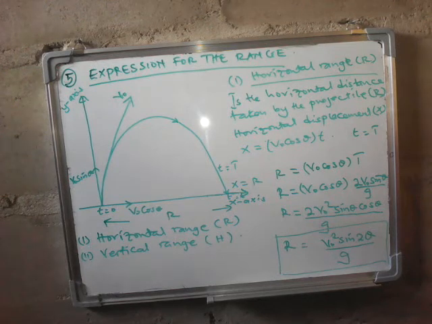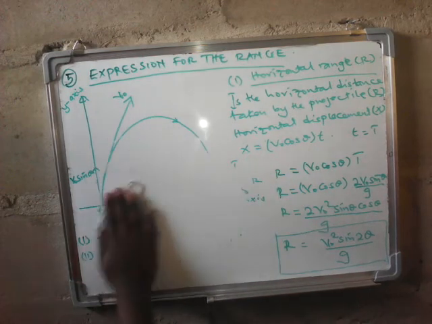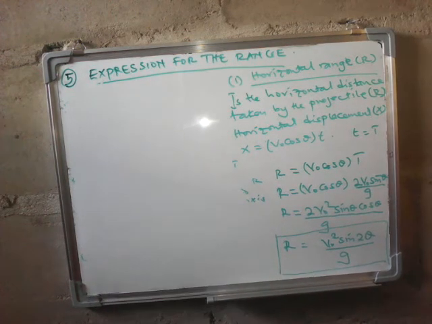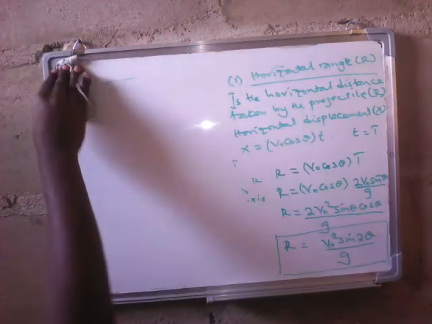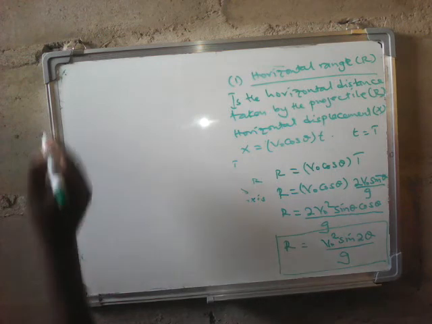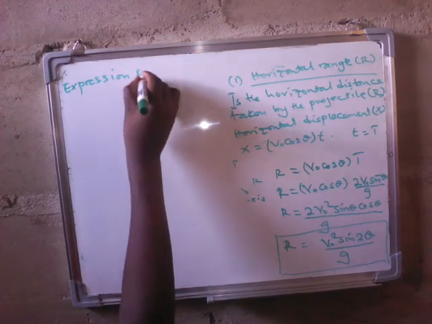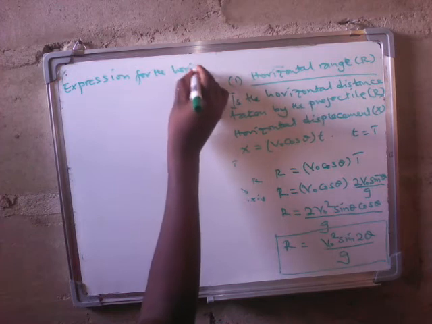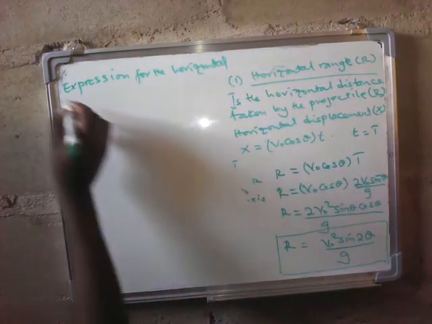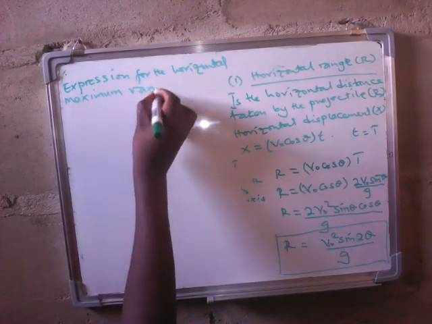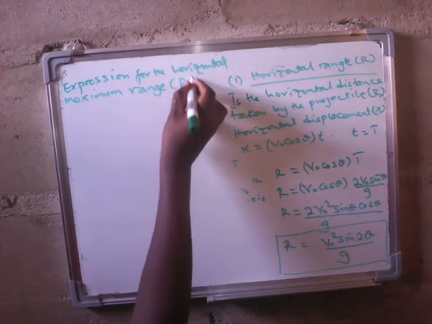Now, before we go to the vertical range, let me first get the expression for the maximum horizontal range, which we shall denote as R max.